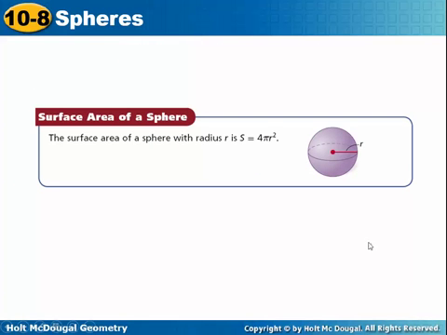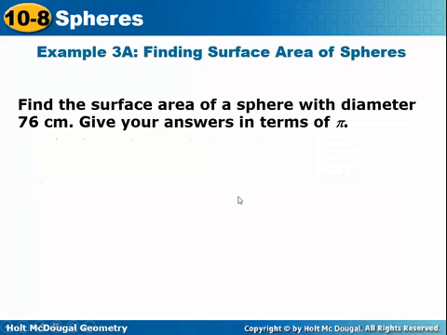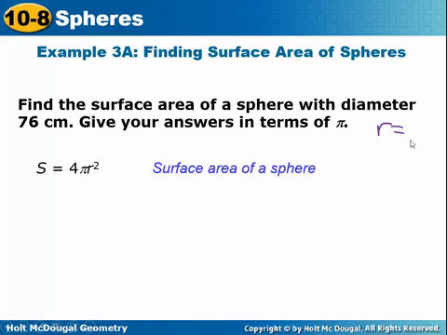Okay, surface area is next. Surface area formula is 4 pi r squared. So write your formula down, and then you're going to use it. So it's like 4 times the area of a circle. Find the surface area of a sphere with diameter of 76. Well, the only problem with that is that we don't want diameter, we want radius. We never really want diameter when we're looking for area.